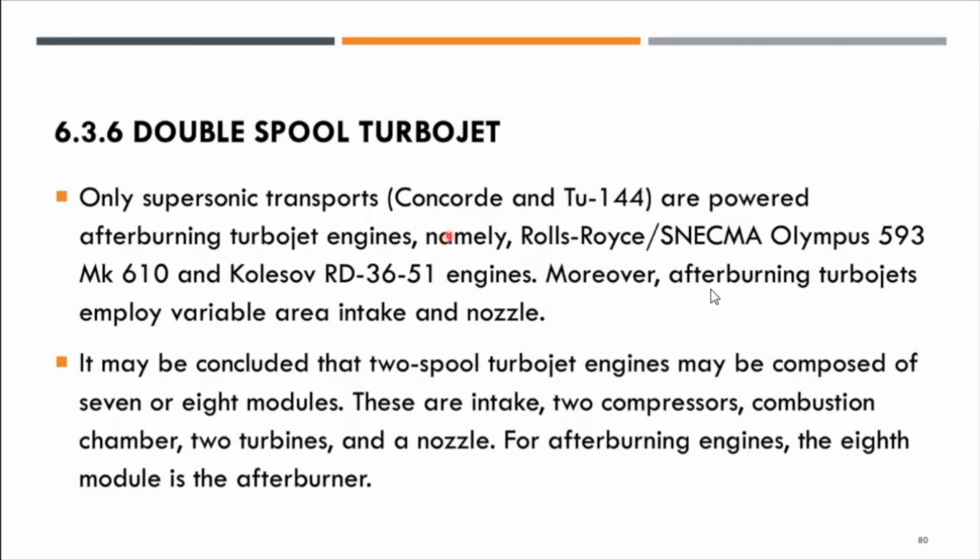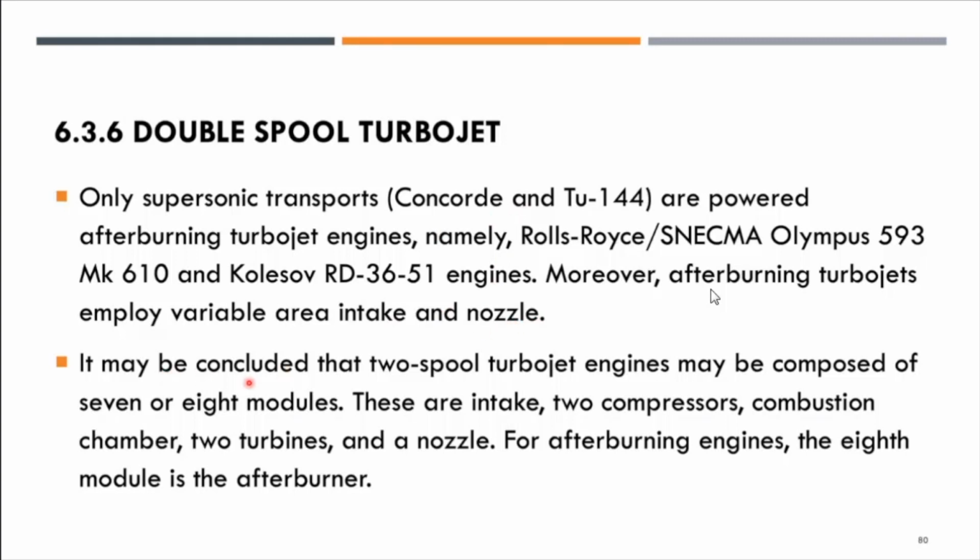Only supersonic transports, the Concorde and the Tu-144, are powered by afterburning turbojet engines, namely the Rolls-Royce Snecma Olympus 593 Mk 610 and the Kolesov RD-36-51 engine. Moreover, afterburning turbojets employ variable area intake as well as variable area nozzle.